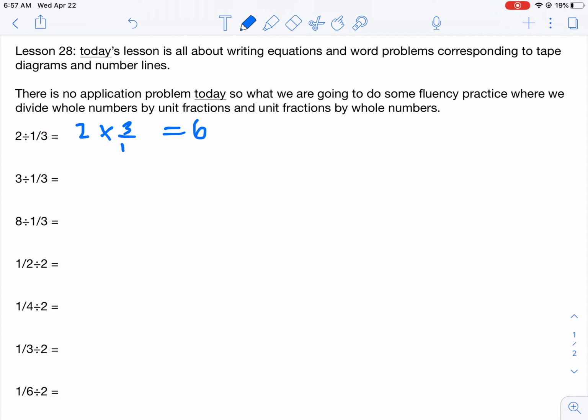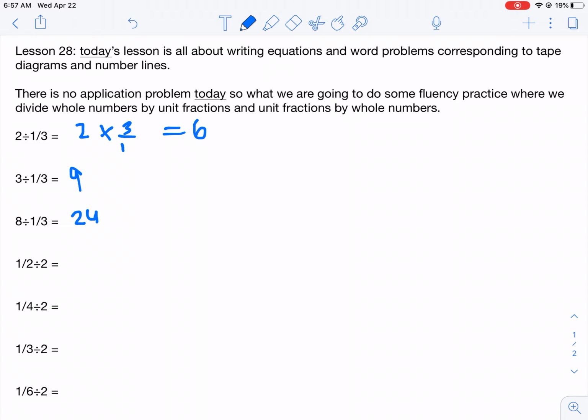3 divided by 1/3. It's the same as 3 times 3, so your answer is 9. 8 divided by 1/3, which is the same as 8 times 3, which is 24.